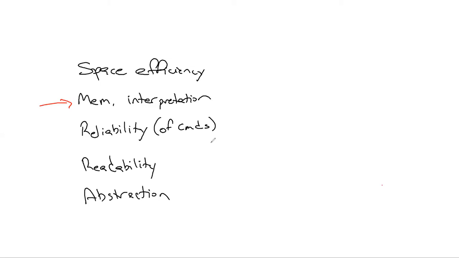How about reliability of commands? So what do we mean by that? It seems that when I write some command like, let's say, a plus b, we have to know what the definition of that is. Is the definition of that arithmetic? That's one possibility, right?